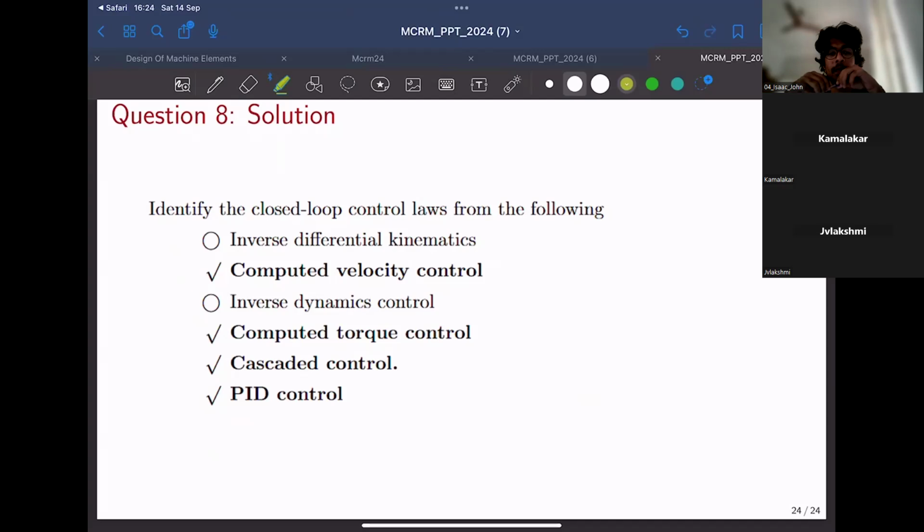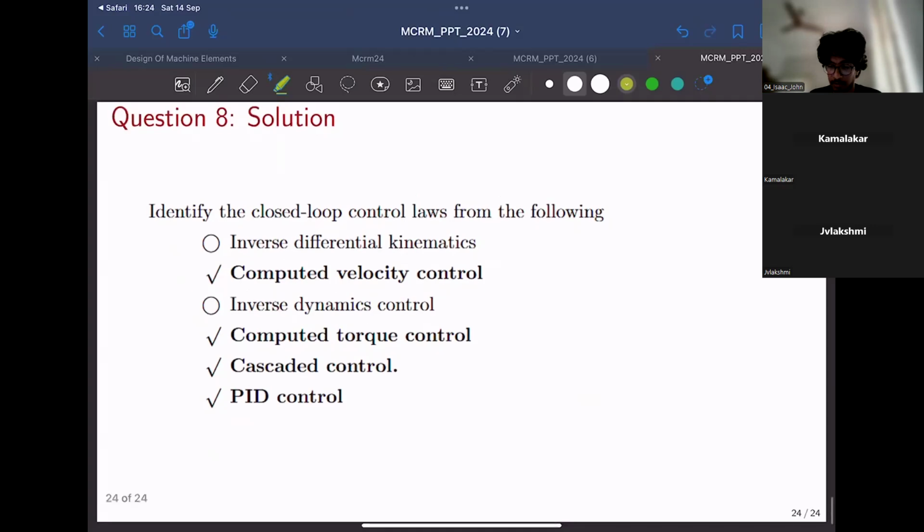Okay, so yeah, what about the question? Actually, I have selected cascaded control, which I think was not discussed at that time. Okay, but it was probably discussed in the lectures, I suppose, right? Might be, sir. That means inverse dynamics and inverse, these two are open loop, no, sir? Can you share the question, sir?